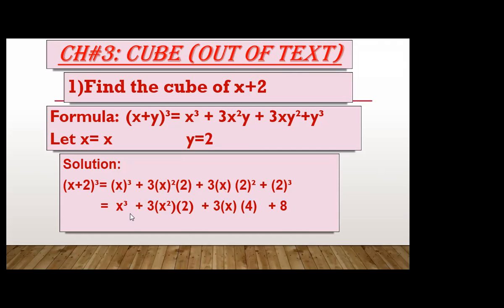And what will be the third step? We have to just remove these brackets and multiply these terms. So here x cube plus 3 twos are 6, x square, 3 fours are 12, x plus 8. This is our final answer.